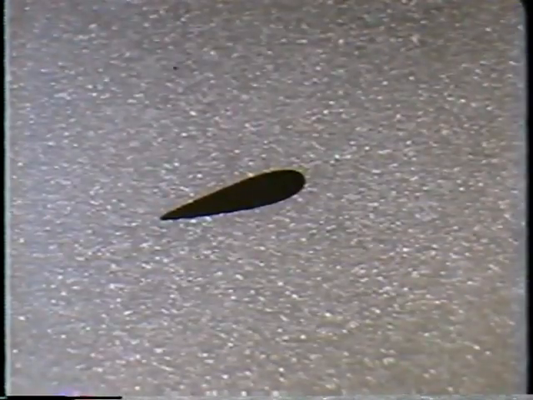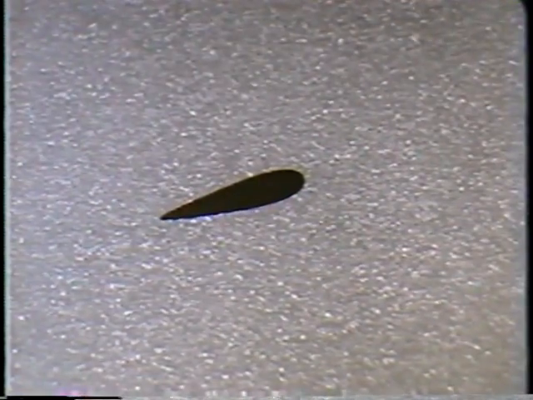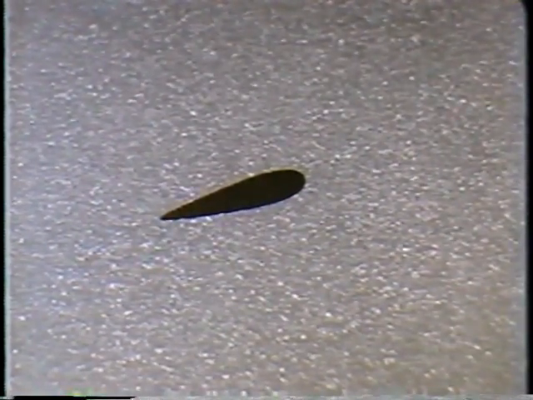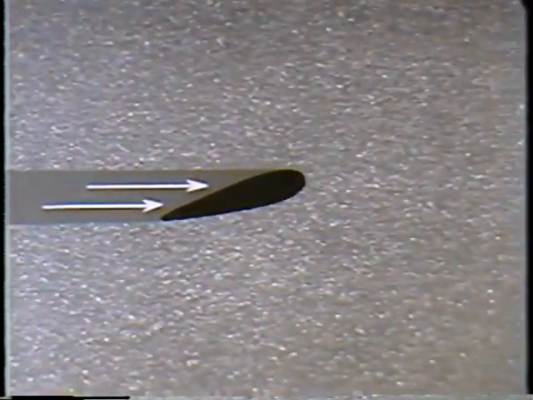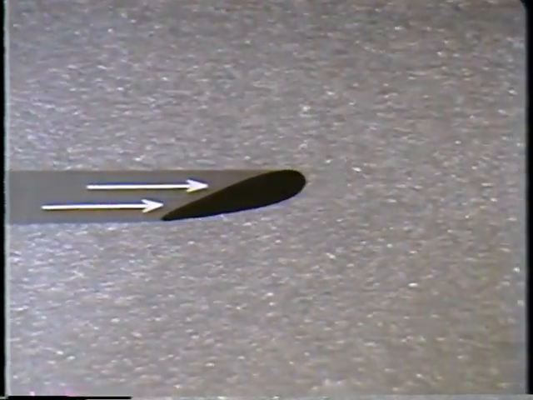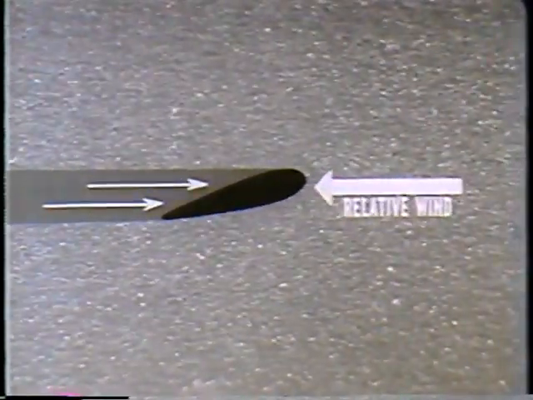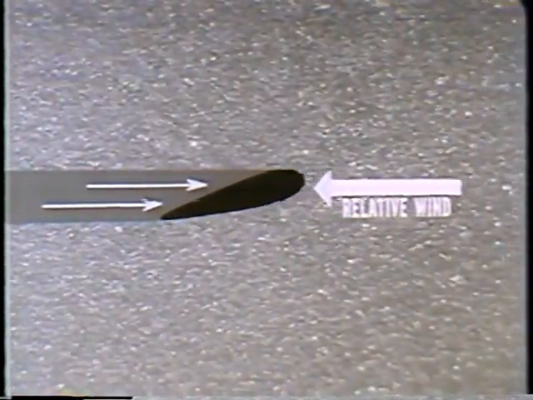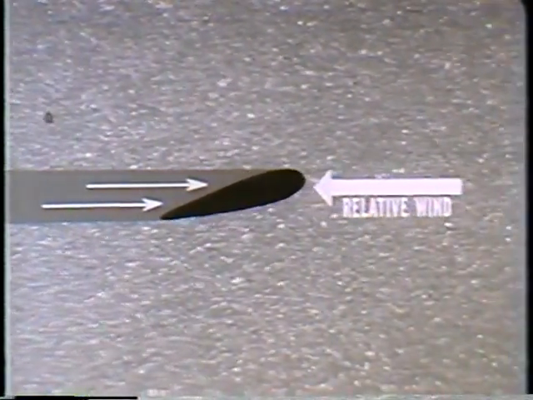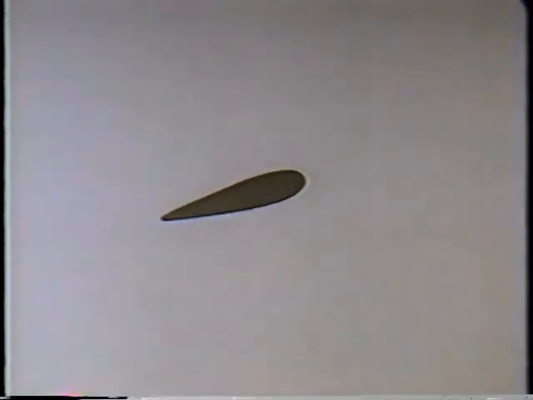To understand relative wind, let's assume that these dots represent particles of air which are not in motion. However, when an airfoil passes through them, a relative motion is produced. This relative motion is commonly termed relative wind. Since this air motion is entirely dependent on the movement of the airfoil, it will always be directly opposite to the direction in which the airfoil is moving.